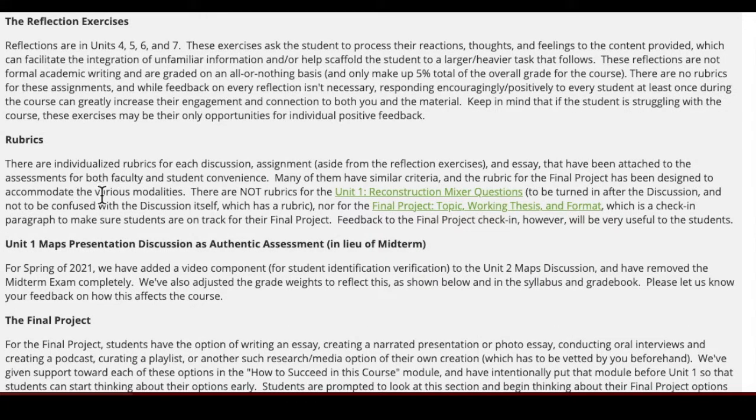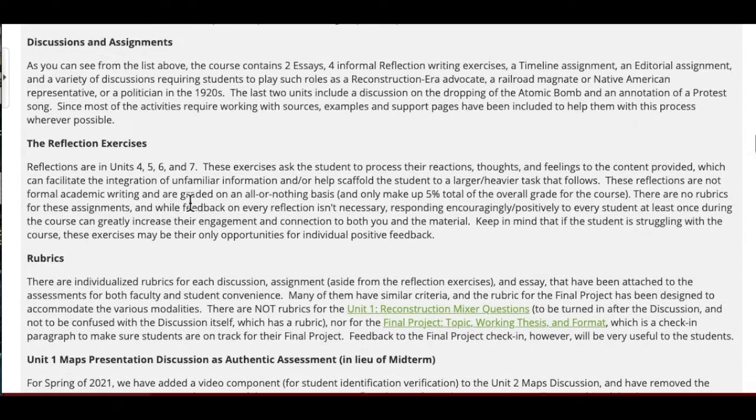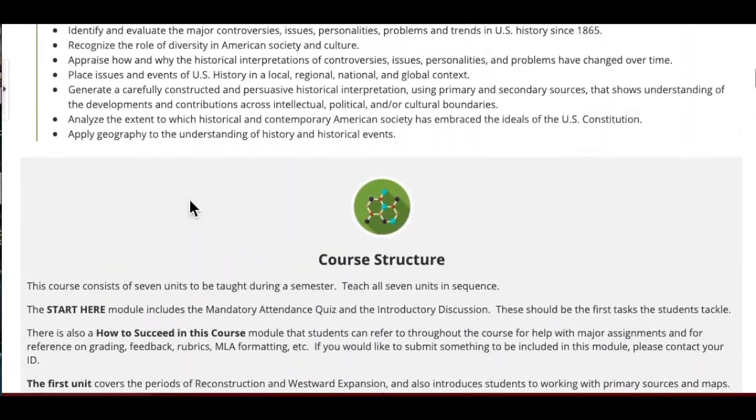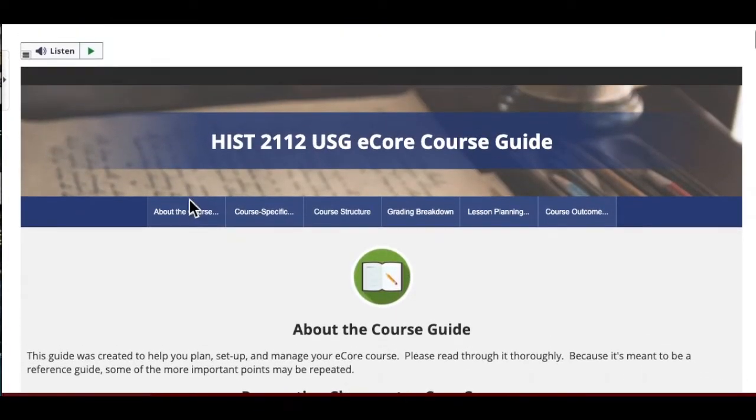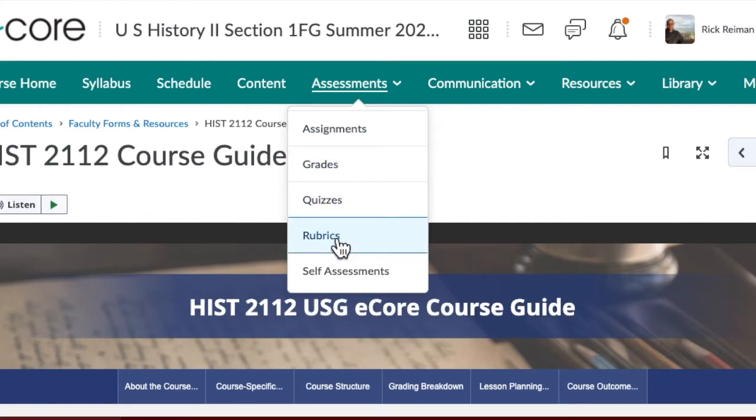Now, there are individualized rubrics for each discussion assignment. Not every assignment has a rubric, but most of them do. And so you'll want to familiarize yourself with the rubrics eventually, certainly when you come to an assignment, by going up to assessments and then clicking on Rubrics, and you can find all the rubrics there.